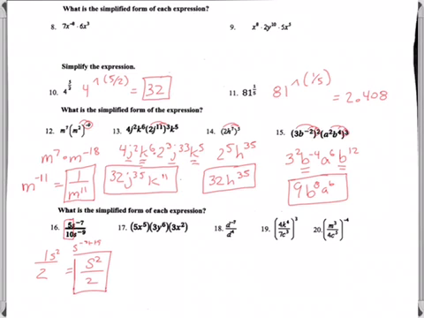For 17, we're just going to multiply our coefficients, so 5 times 3 times 3. Add your like-based exponents. So that's 5 plus 2 for the x, which is 7, and then y to the 6th. So our final answer here would be 45, x to the 7th, y to the 6th.